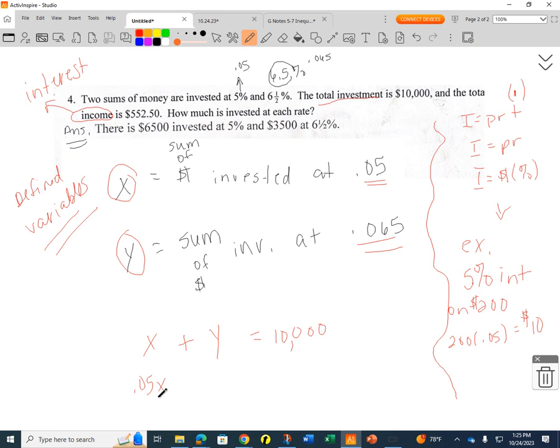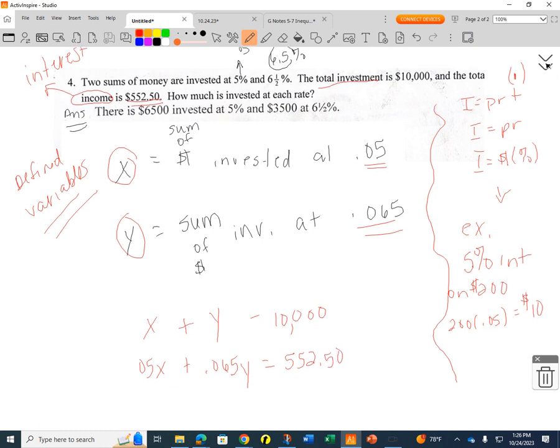See, we did almost all of our work for this second equation when we defined our variables. So that's the interest on the x money plus the interest on the y money. The interest on the y money is the decimal that represents 6.5%, 0.065 times y. Now we know the interest equals $552.50. So the income or interest, those are the same thing.